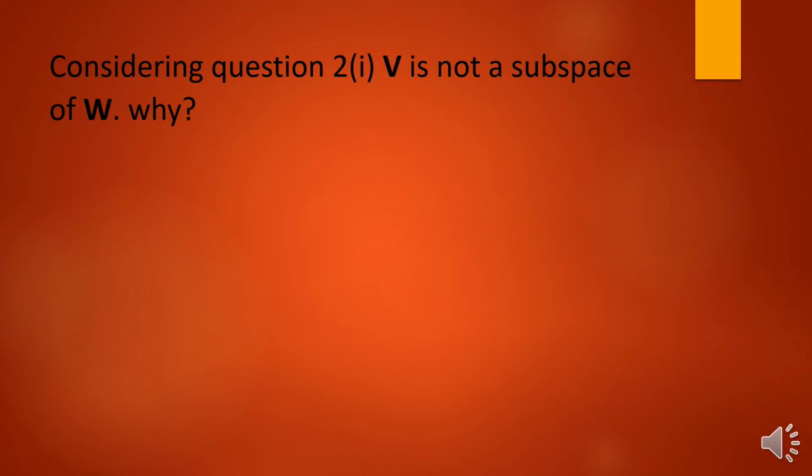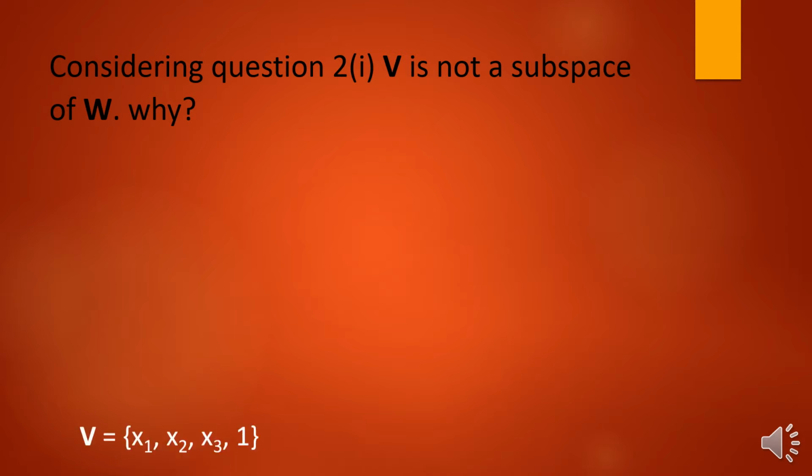If we are to show that, then in our question we are going to realize that V is not a subspace of W. Why is it not a subspace? Remember, there are 3 things we consider for it to be a subspace. We must get a zero vector in V. We must see that addition is closed in V, and scalar multiplication is also closed in V.